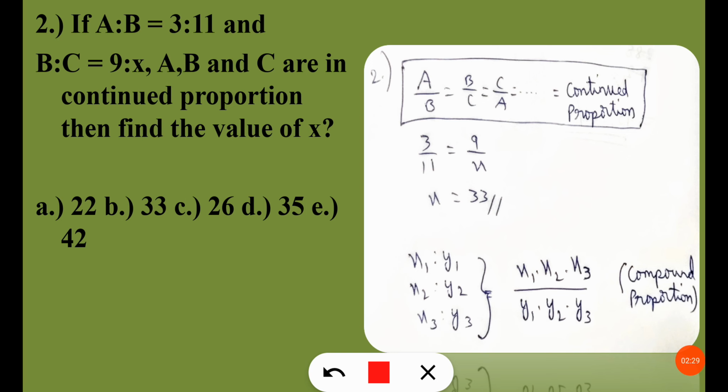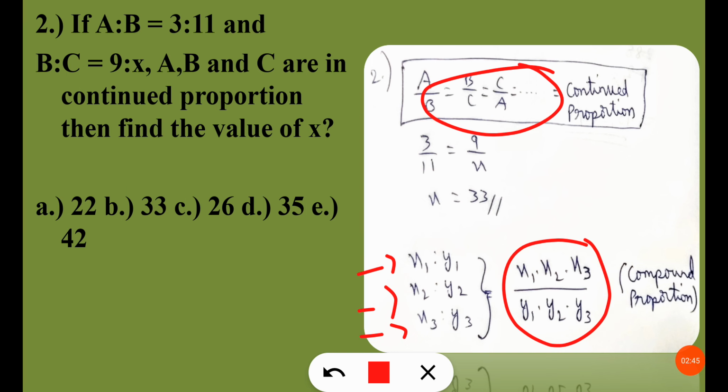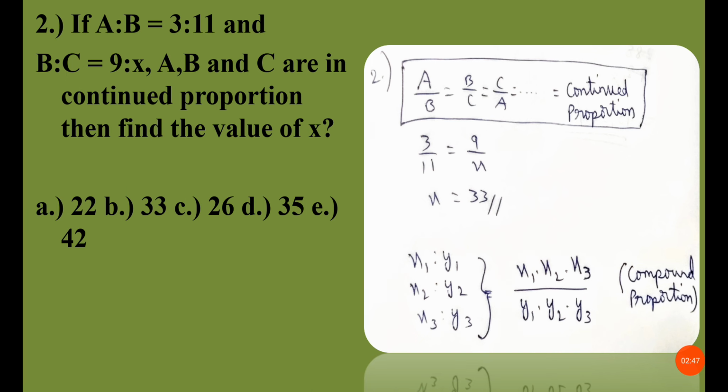And there is another term called compound proportion. Compound proportion is different. If x1 is to y1, x2 is to y2, x3 is to y3, then x1 into x2 into x3 by y1 into y2 into y3. This is called compound proportion. This is called continued proportion. Hope you understood the difference between these two terms.